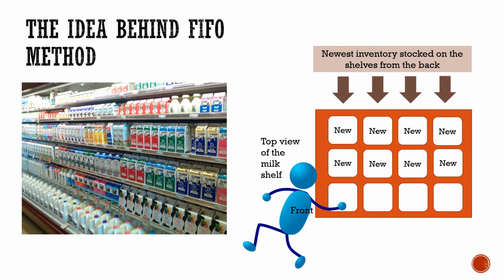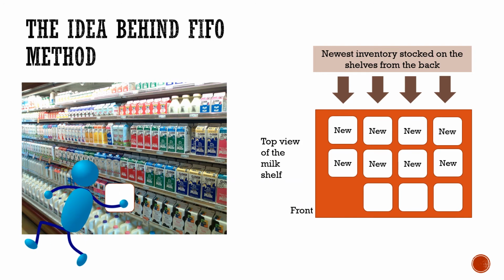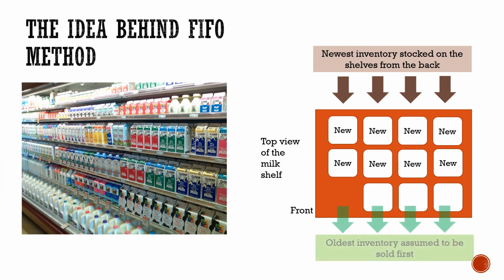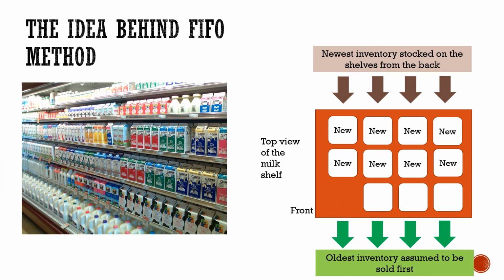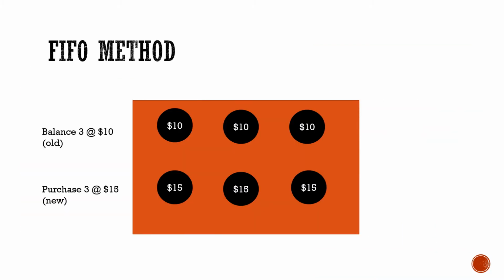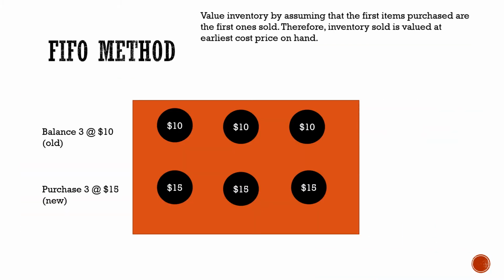When the customer comes to buy milk, they usually grab the ones from the front. So we can safely assume that the oldest inventory is usually sold first. This is the rationale behind the first in, first out method. With the FIFO method, we are valuing inventory by assuming that the first items purchased are the first ones sold.